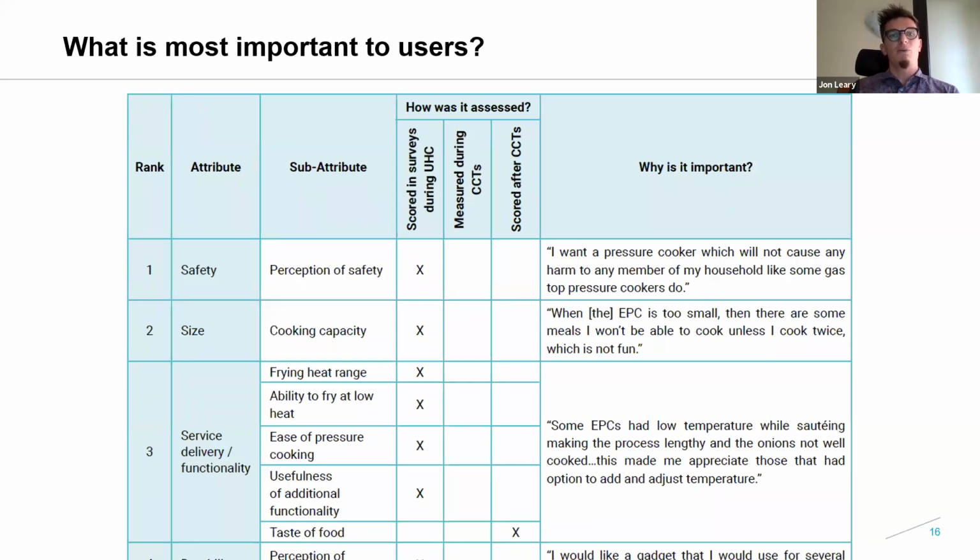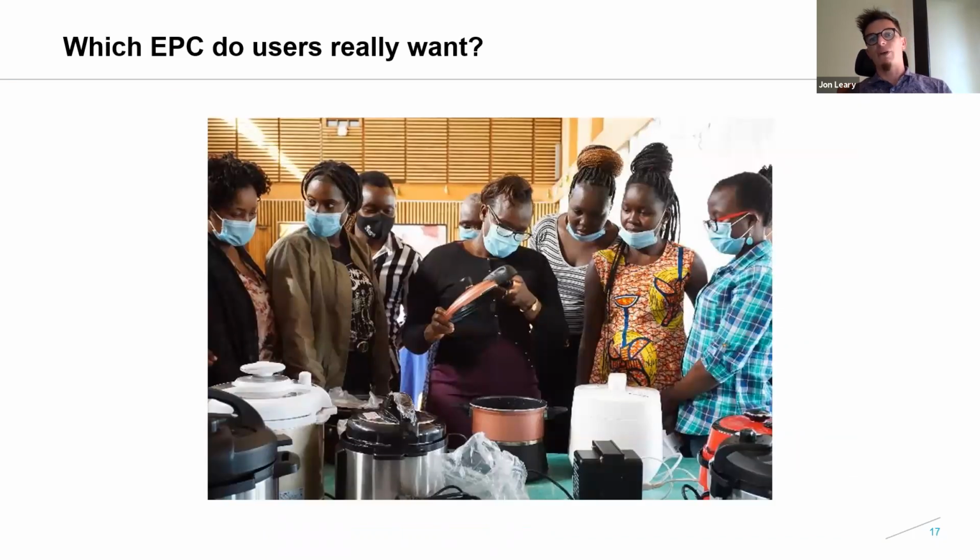So the findings: what was most important to users? We had a list of around 10 attributes, but the top 3 were safety, size, and service delivery. So how well does it actually cook? Frying, boiling, and additional functionality as well. And then to summarize, which electric pressure cookers do users really want? Well, we tested, I think it was around 10 models, and we had 3 that really stood out as being head and shoulders above the rest.